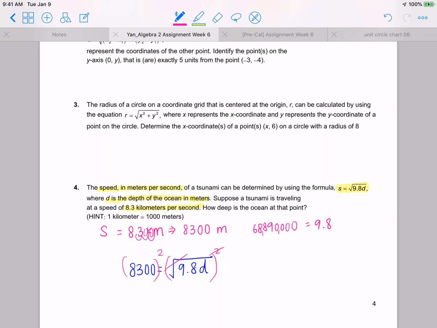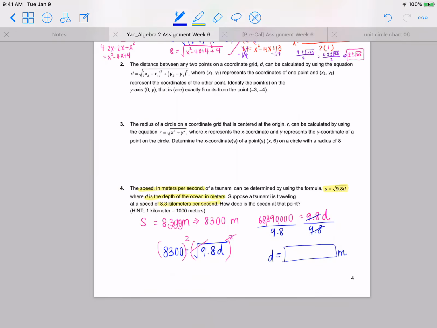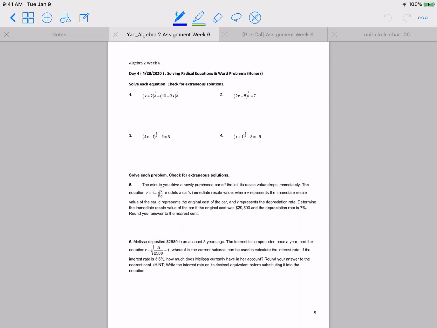Equals 9.8d. Okay, so we're going to divide both sides by 9.8. And d would be, actually, let me have you figure that out in your calculator. Okay, so whatever that is, that's your answer in meters. Okay, so get that number for me for number 4. For honors, your extra page is going to be very similar. So if you have any questions, feel free to ask me. And that's it for today's lesson.